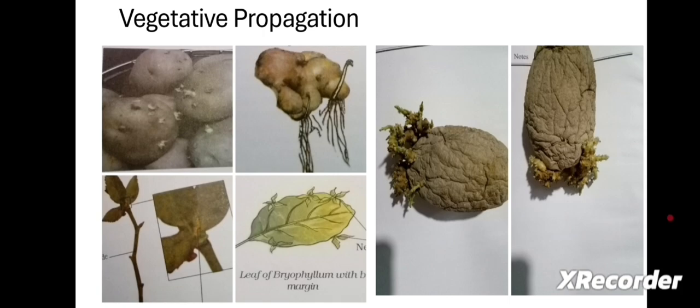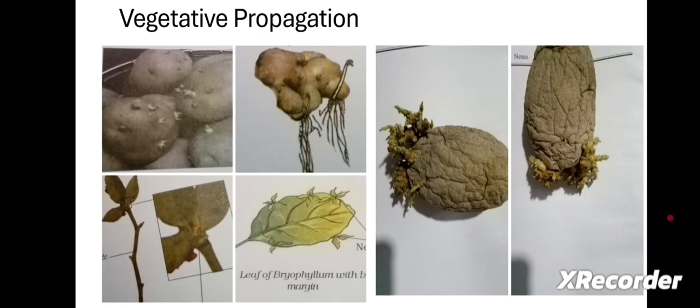Water the pieces regularly, but with a small quantity of water for a few days, and observe their progress. You will observe that the pieces with the buds give rise to fresh green shoots and roots of potato. Likewise, you can also grow ginger or turmeric.